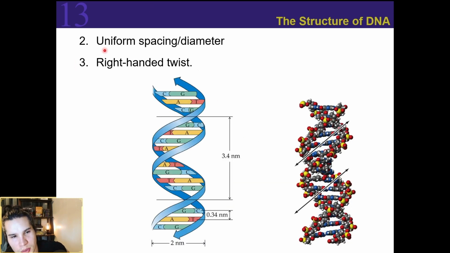All right. Some other fun facts: your DNA is going to have uniform spacing, and also it has a right-handed twist. Meaning, if you were to look at the DNA from above, it would rotate in a clockwise fashion. Another way to remember this is if you hold out your own right hand and hold up your thumb, and you twist your hand in the upwards direction, that's the way DNA would twist.